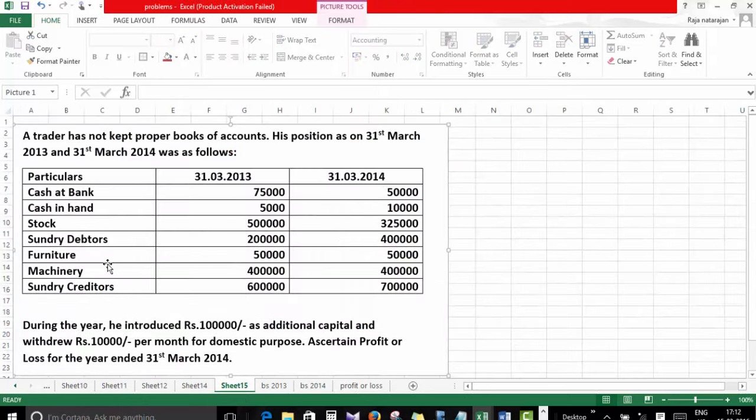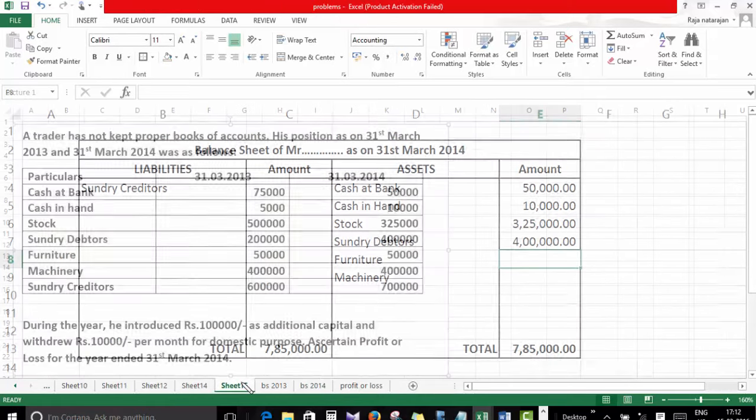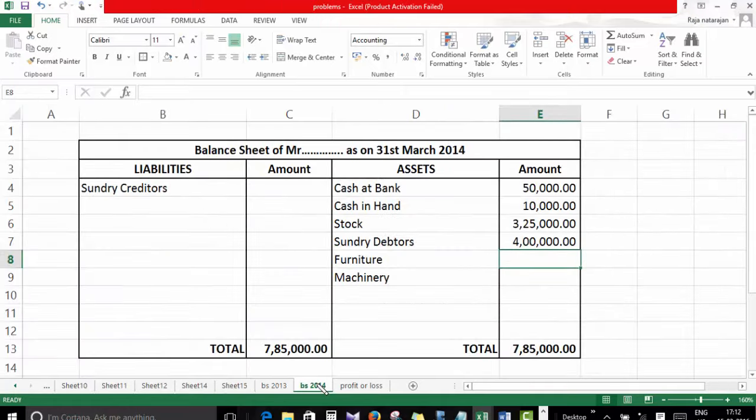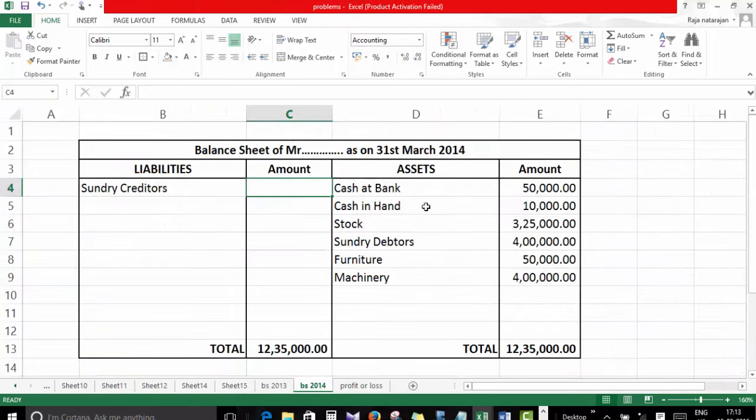Then there is furniture. Furniture is 50,000 and machinery is 4 lakhs. So the total assets are 12 lakh 35,000, and there are sundry creditors of 7 lakh. Now we'll look at the total on the higher side. The total on this side is 12 lakh 35,000, so that is copied here also.